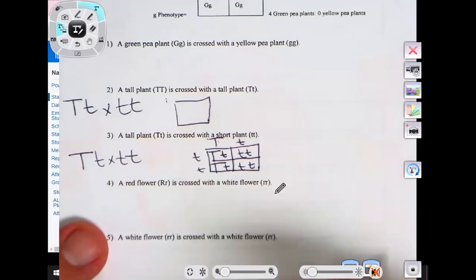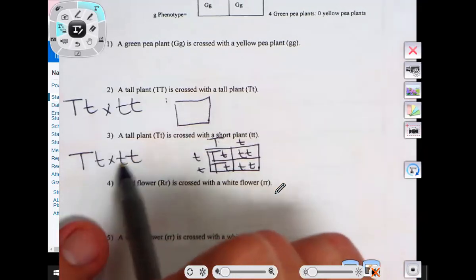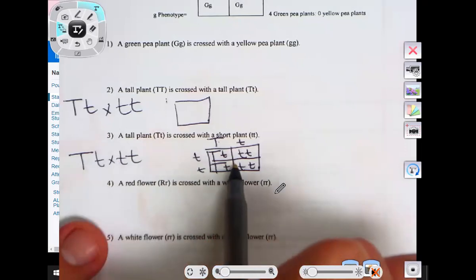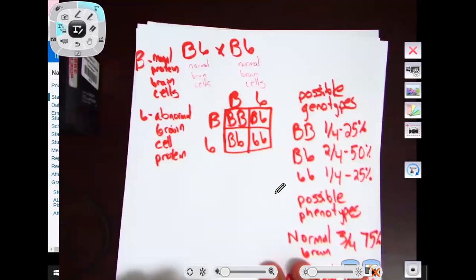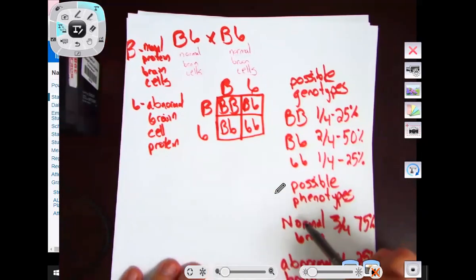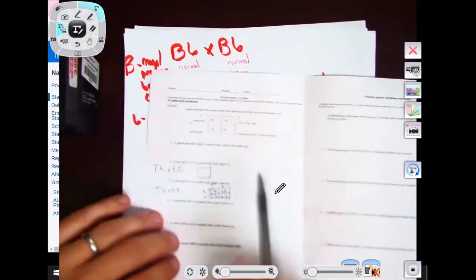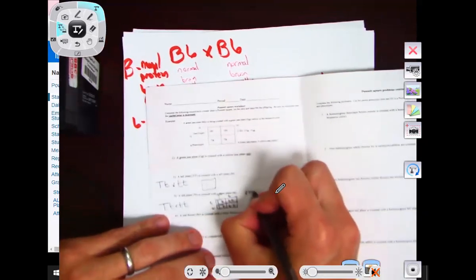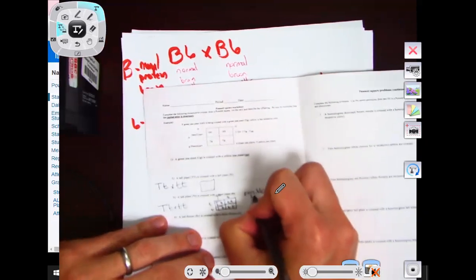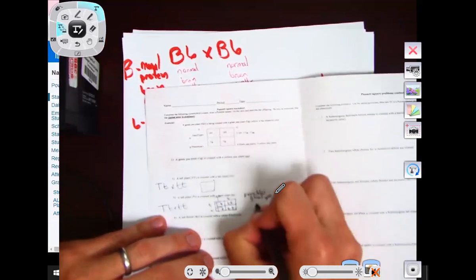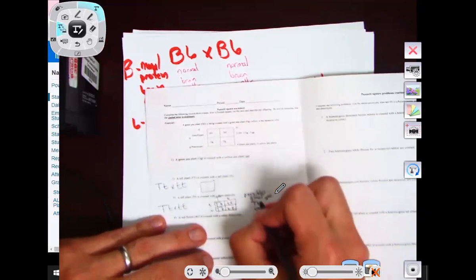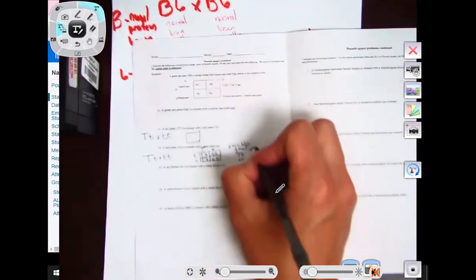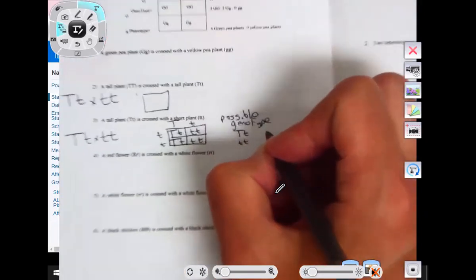All right, so the first thing I do is the cross. Then I do the Punnett square. What was the next thing I do in all these problems? The possible genotypes and the possible phenotypes. All right, so possible genotypes. What are the possible genotypes for the kids? How many out of the 4 are big T, little t? Oh, sorry. I need to zoom it back in. That's because I screwed up.